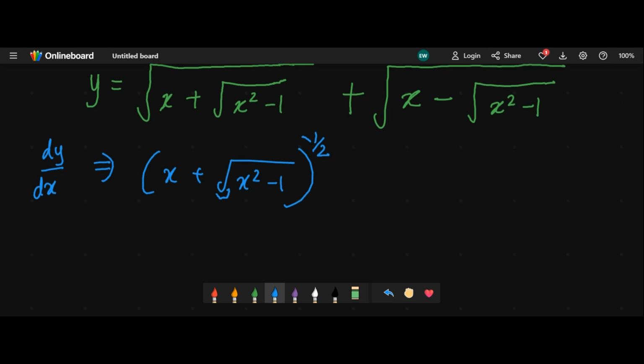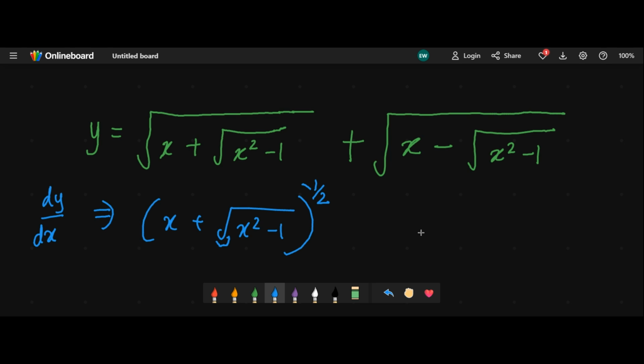So what we can do here is, there is a square root now. So let's square this. Let's square both sides.